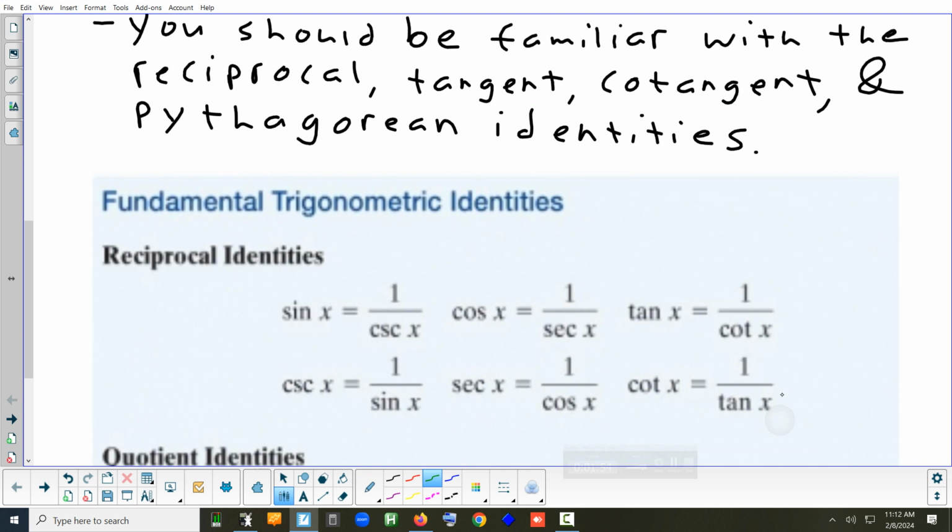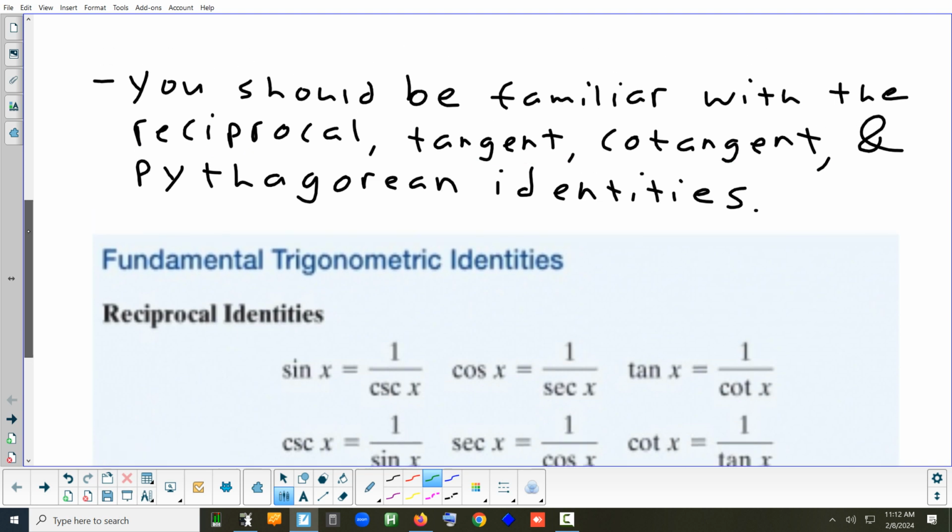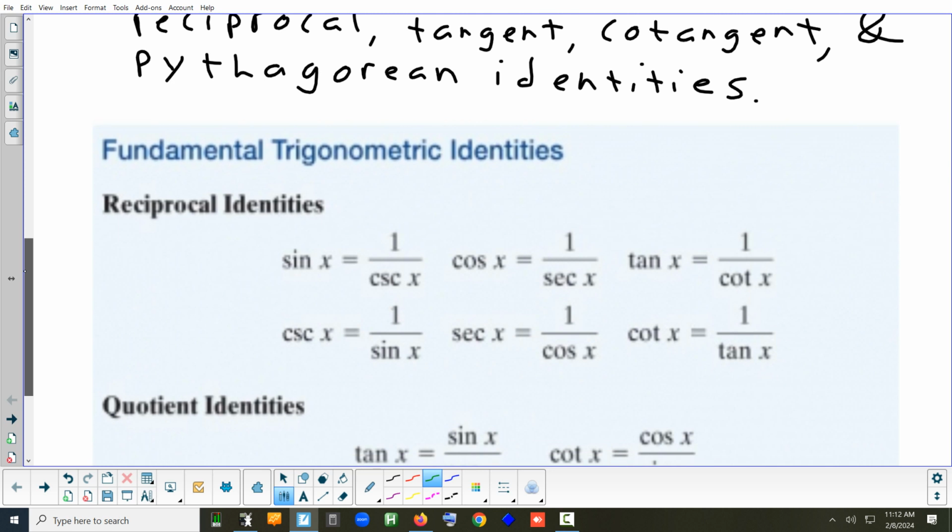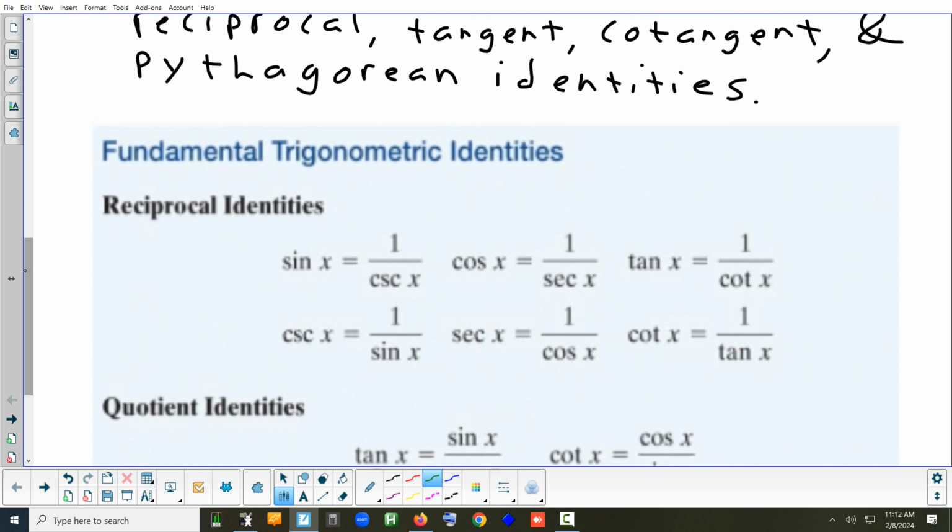Okay. Right, so here's the different identities that I mentioned up above. The first ones are the reciprocal ones. We use these all the time. If you want to type in cosecant on the calculator, you have to type it in as 1 divided by the sine. If you want to type in the secant, 1 over cosine, and the cotangent, 1 over the tangent. So those we use a lot.